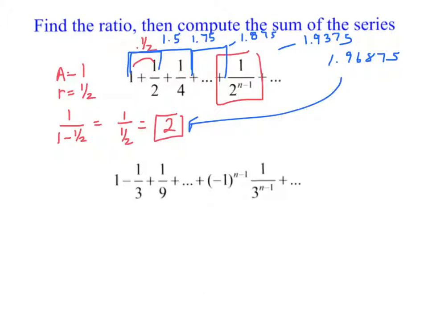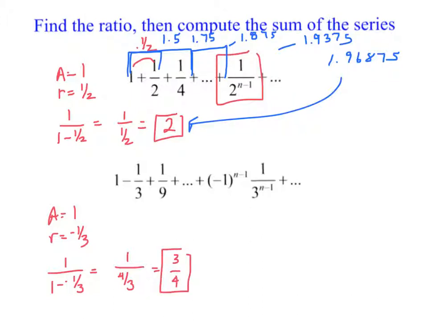So what we're multiplying by is negative 1/3. So first term was 1, common ratio was negative 1/3. So the sum would be 1 over 1 minus negative 1/3, which is 1 over 4/3, which is 3/4.